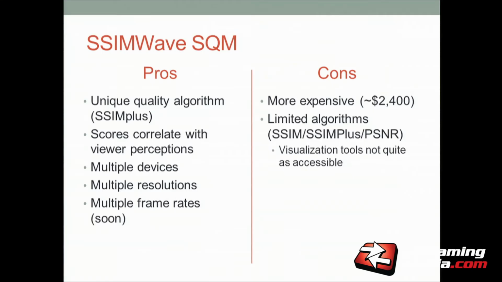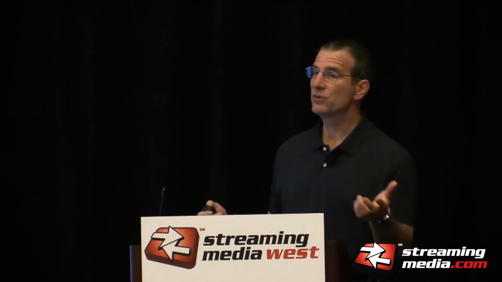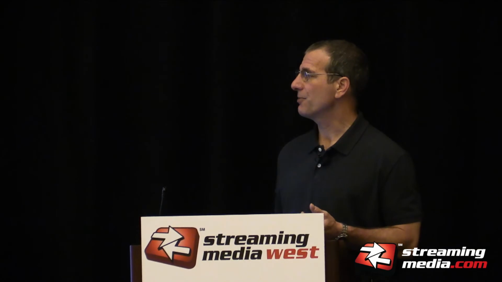What do we like about it? It's got a unique quality algorithm that has a lot of perceptual analysis in it. The scores correlate with viewer perception. If they say it's an 85, they're saying viewers will rate this as excellent. It supports multiple devices and multiple resolutions. If you're comparing that 640 by 360 file to a 1080p, you don't have to scale it up in FFmpeg. It'll do that for you, which is really nice from a disk perspective. And soon it should handle multiple frame rates as well.